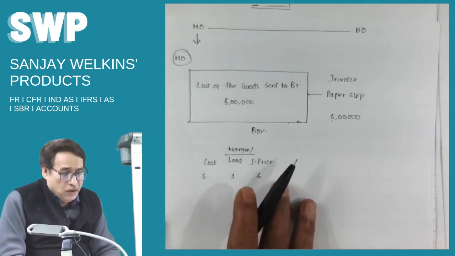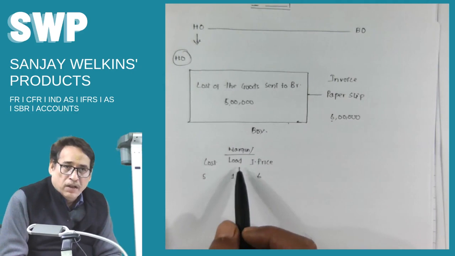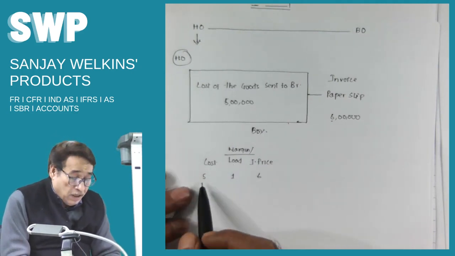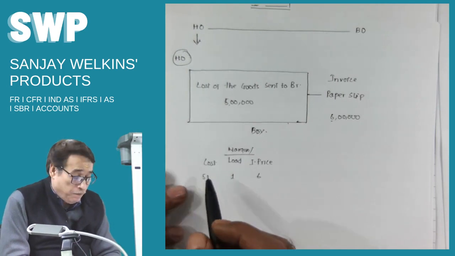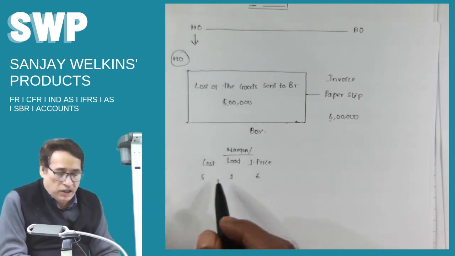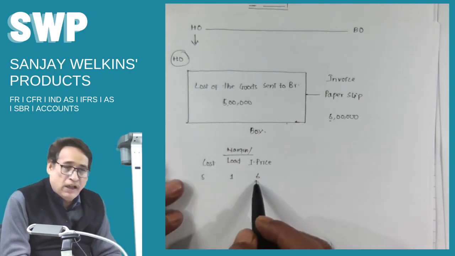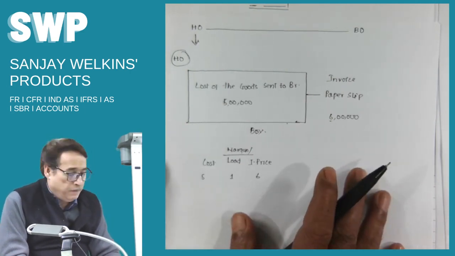Even though we use the word loading, actually it is load, correct? Anyway, the cost price in reality is 5 lakh, but we inflated it intentionally by 1 lakh. It is known as loading. And now the invoice price is 6 lakhs.